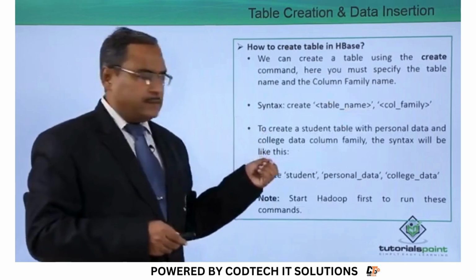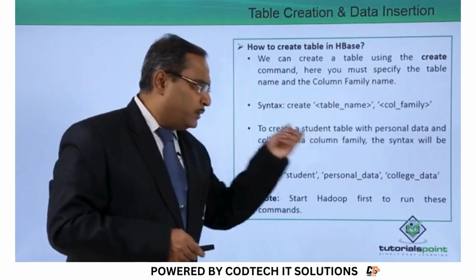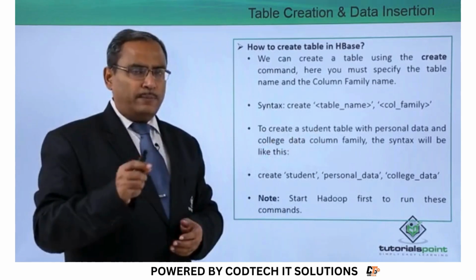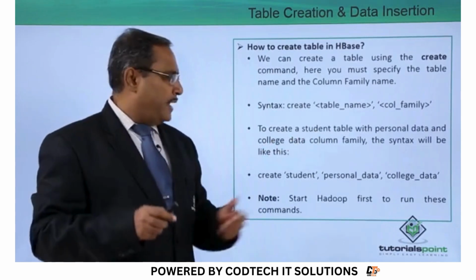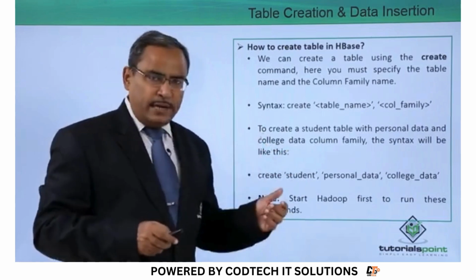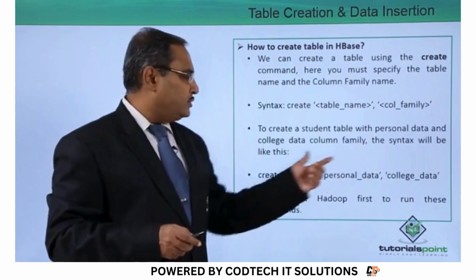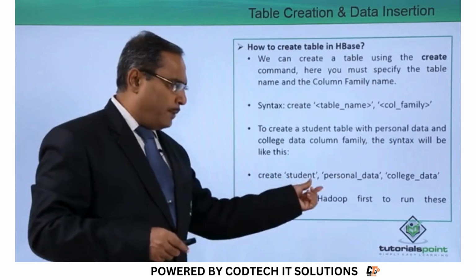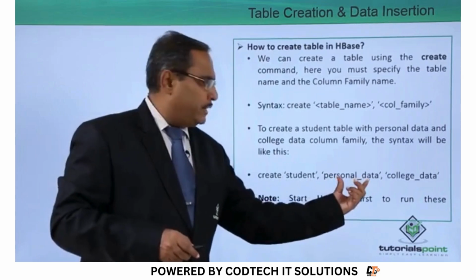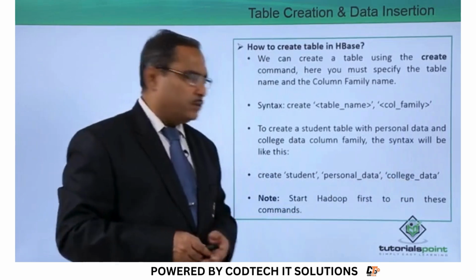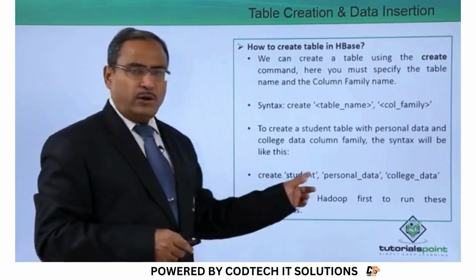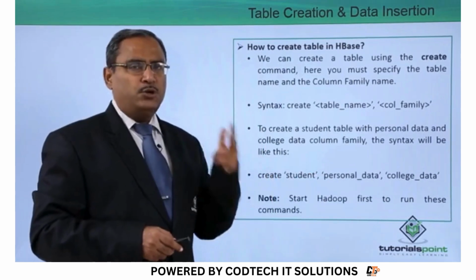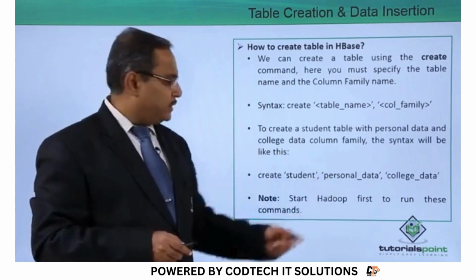So, let us go for one example. To create a student table with the personal data and college data column families. I am having two column families, one is personal data, another one is college data, and the table name will be student. The syntax will be something like this: create student, comma, personal_data, comma, college_data. So, using this particular command create, we can create a table. The table name will be student and two column families as we have mentioned.